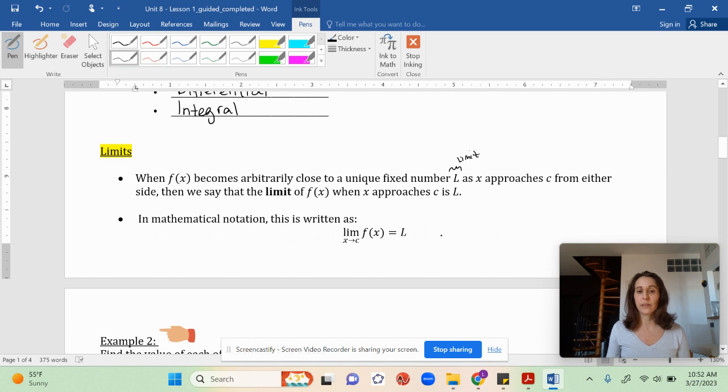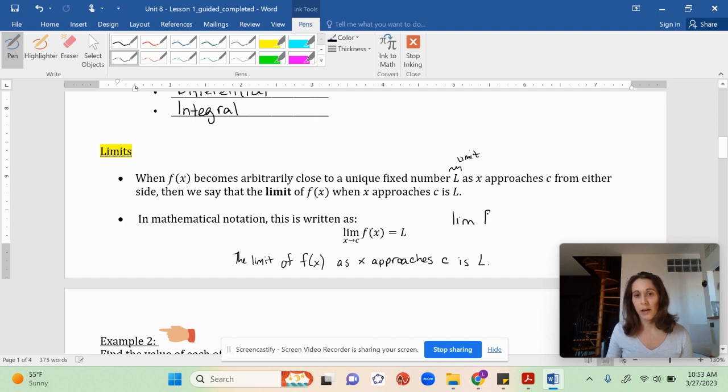This is a little bit confusing, obviously, in words. Notation-wise, it's written like this. The limit of a function f of x, as x approaches c is L. So this would be said the limit of f of x as x approaches c is L.